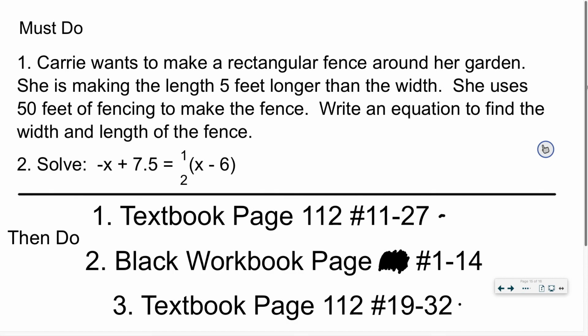Okay, it's just a way for you to get rewarded for doing more work and putting forth more effort in class.